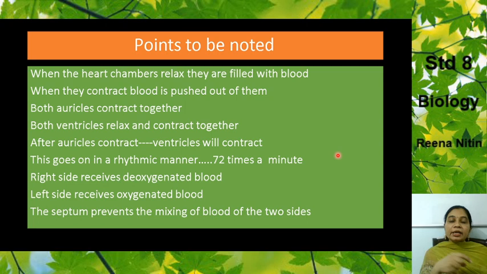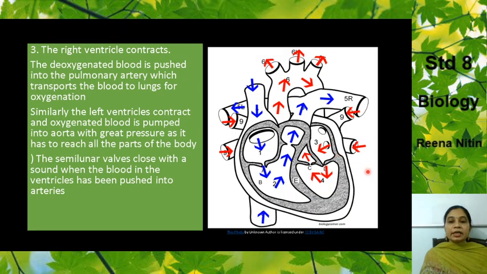Remember, the right hand side, as I told you, always gets the deoxygenated blood. The left hand side always gets the oxygenated blood. But they do not mix with each other because of the muscular wall known as the septum. You can be asked the function of the septum. Because of the muscular wall septum, these two bloods do not mix with each other.